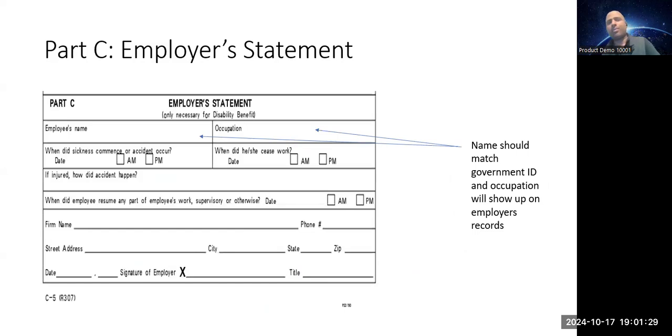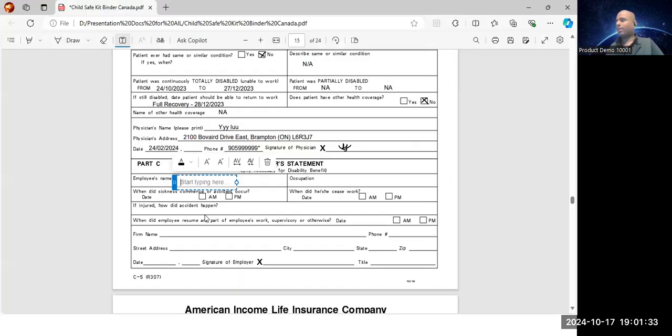So your employer statement, the name and the occupation should match the government photo ID. Let's say the employee's name as it shows up on the photo ID is XYZ. The employee will also be the life insured of the patient. And the occupation that shows up on the pay stub or the ROE should match your occupation in Part A.